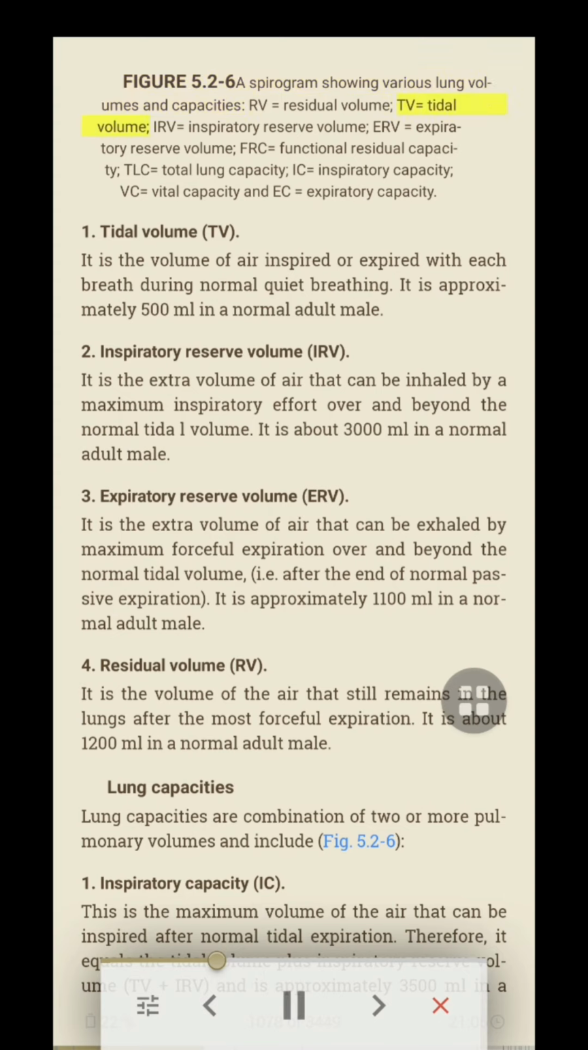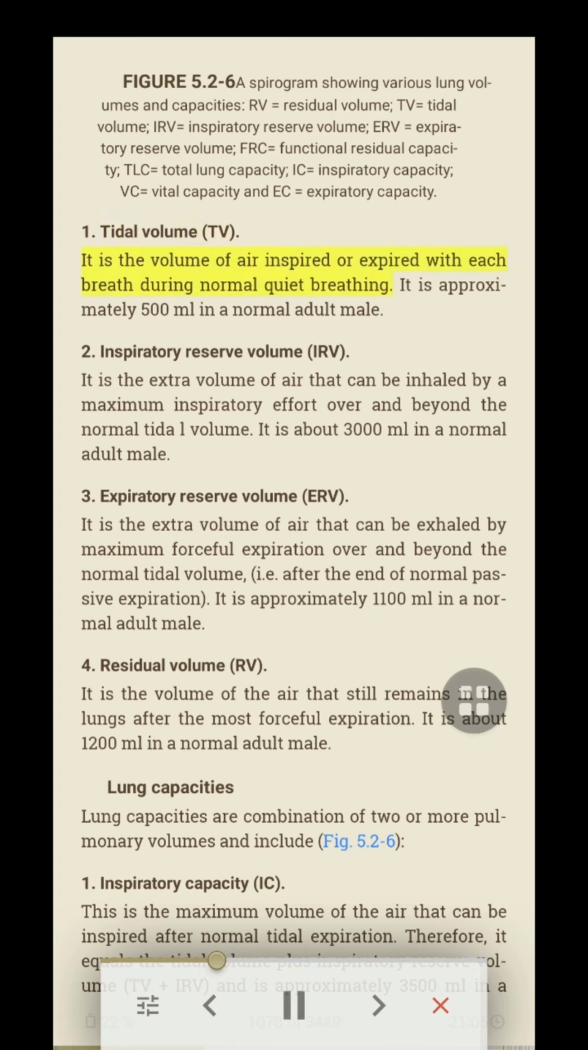RV equals residual volume. TV equals tidal volume. IRV equals inspiratory reserve volume. ERV equals expiratory reserve volume. FRC equals functional residual capacity. TLC equals total lung capacity. IC equals inspiratory capacity. VC equals vital capacity and EC equals expiratory capacity.